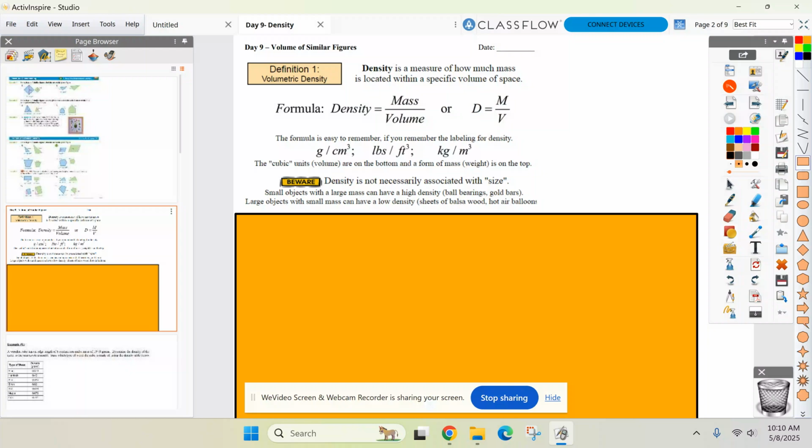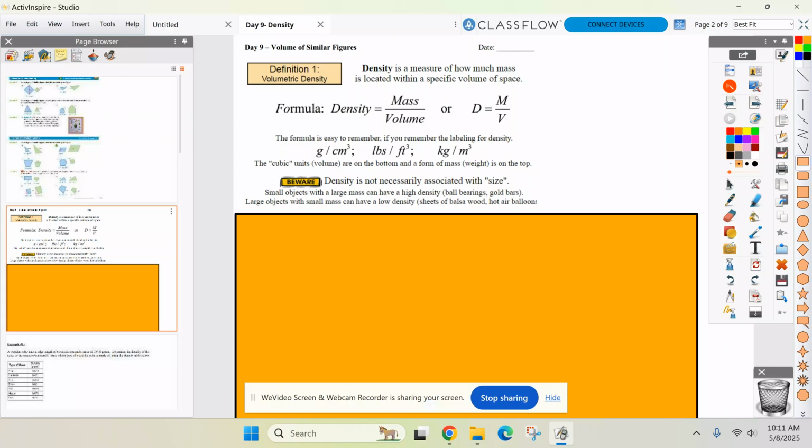Two more days. It's density. We did this in science. Yes, you did. We're going to bring it back here to geometry and some volume. First, the formula. This formula is not on your reference sheet. It's mass divided by volume. Okay, density, mass divided by volume.